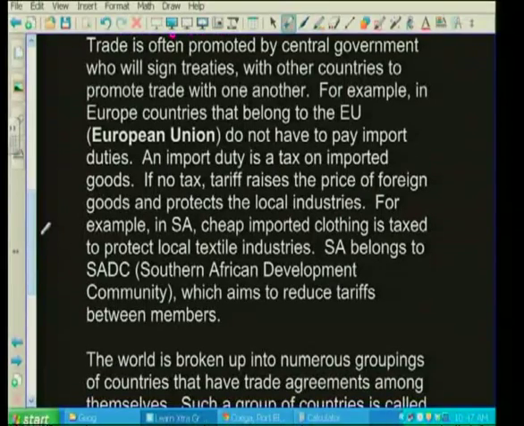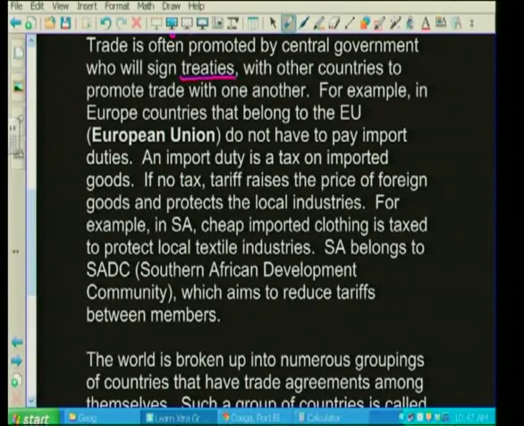Trade is often promoted by central government who will sign treaties. The national government is responsible for keeping trade going. And you know when you watch the news, President Zuma or some of our leaders are always overseas making negotiations or signing treaties and signing agreements with various countries so that our economies can continue to grow and that we both develop and mutually coexist, and there's advantages for both countries concerned. Other countries promote trade with one another, and that's the sort of name of the game.